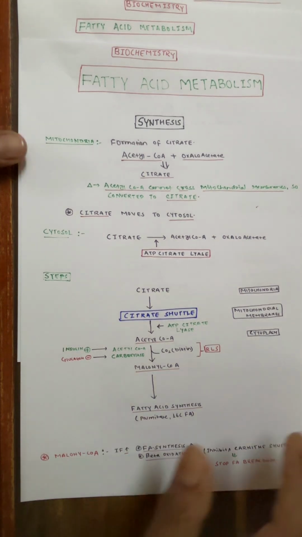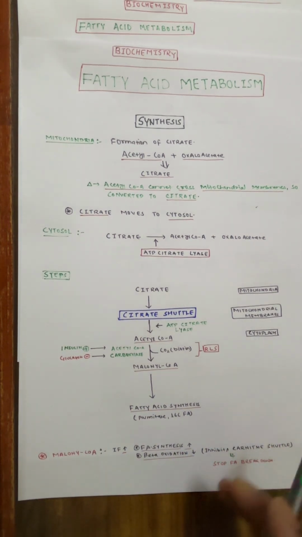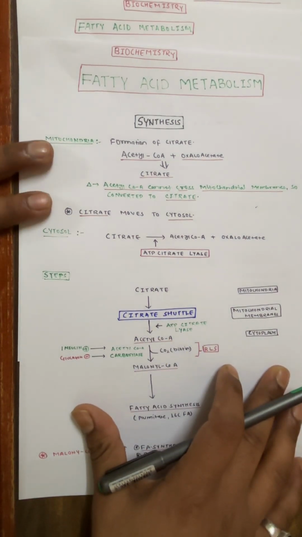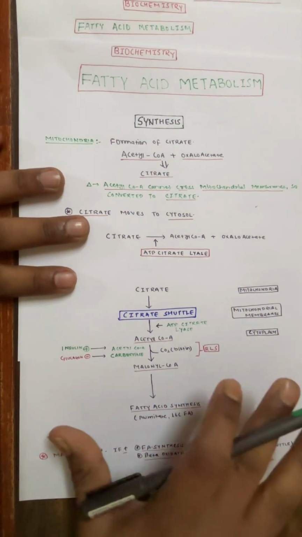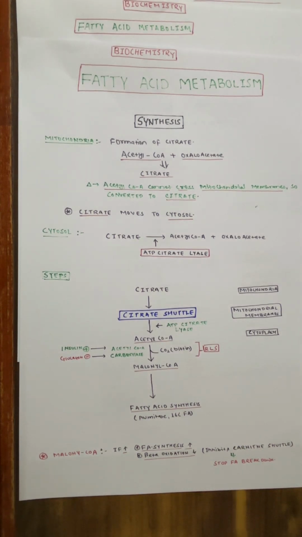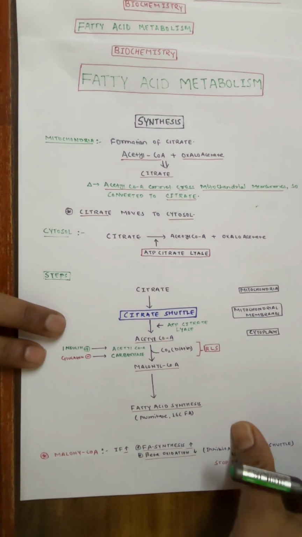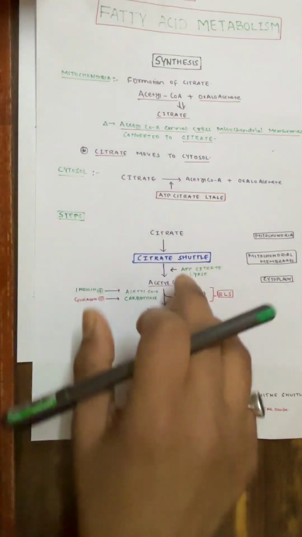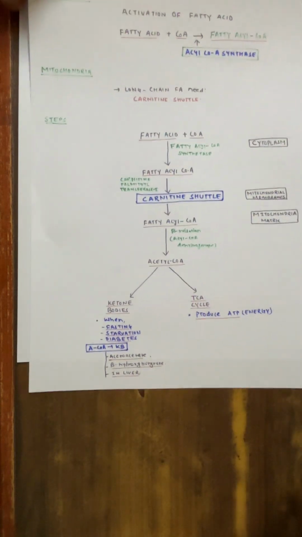I think this much information is enough in fatty acid metabolism. Please see this video again and again, then you will understand all the steps. Once you understand, you can solve any questions on fatty acid metabolism. It's very important, so always remember these steps of degradation and of synthesis, where the citrate shuttle is being used and where the carnitine shuttle is being used. That will help you understand the whole pathway.